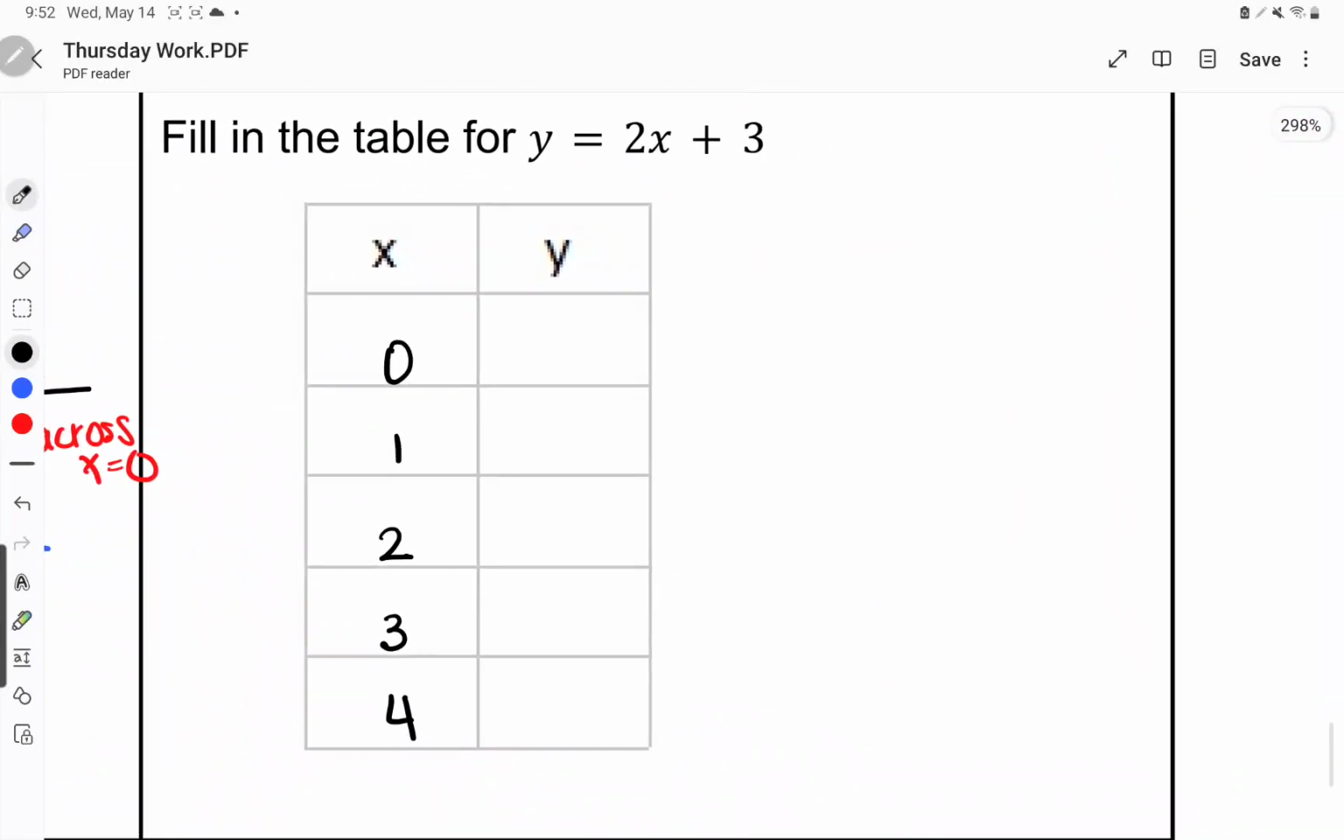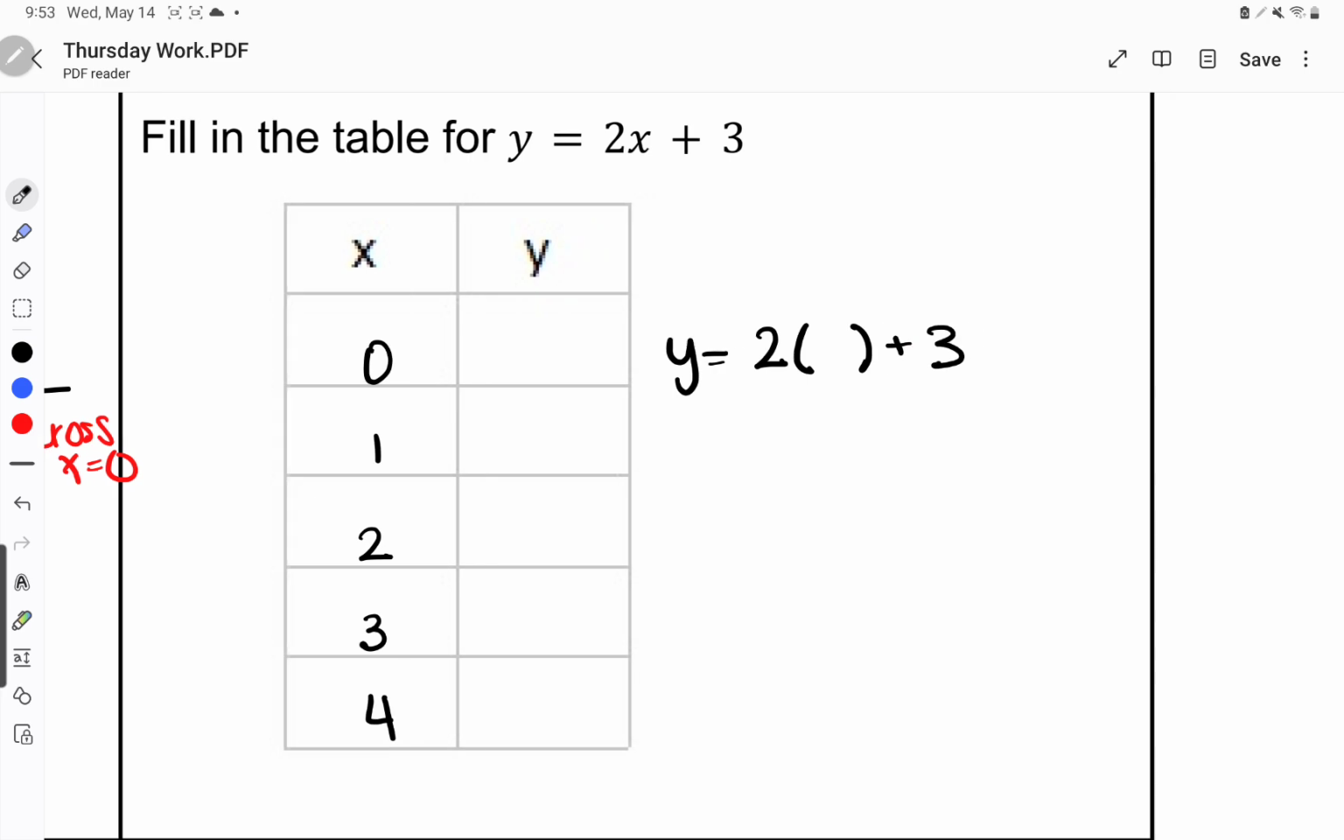All right, this one says to fill in the table for y equals 2x plus 3. Now remember, all we have to do when we see a circumstance like this is just plug it in. I have a bunch of x values right here, and all of those x values can go in for x to tell me what y is going to equal. It's an input-output chart, okay? So I have y equals 2 times whatever my x value is plus 3.